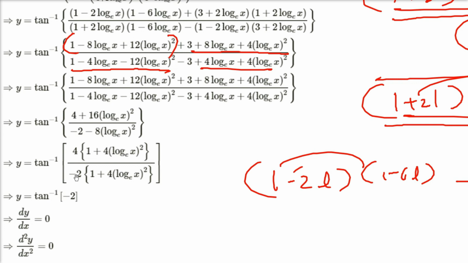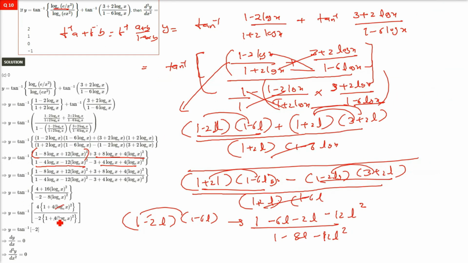So in the numerator I am taking 4 common. In the denominator, you have to take negative 2 outside. So 1 plus 4 log x whole square, 1 plus 4 log x, you will get in the numerator and denominator. You can just cancel them out. So when you cancel them out, you will get 4 by minus 2, that is minus 2. So tan inverse minus 2 will be there. So y is equal to tan inverse minus 2.